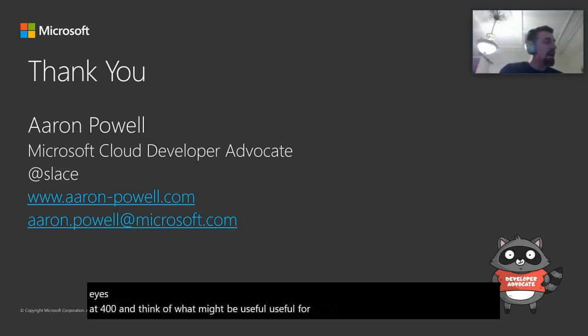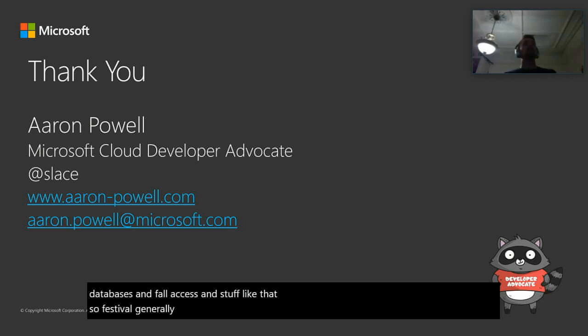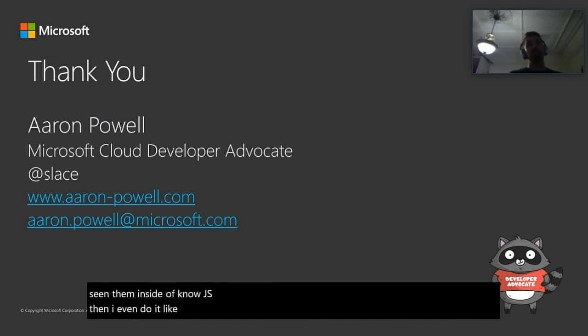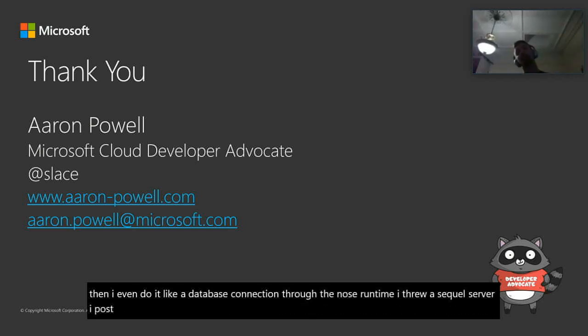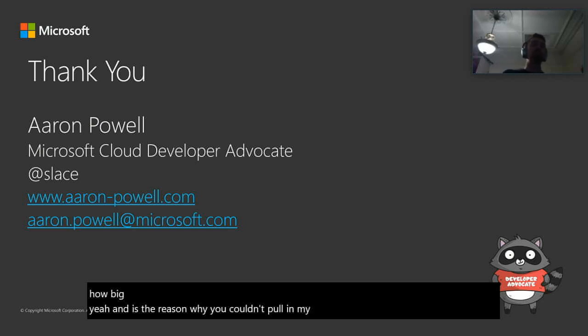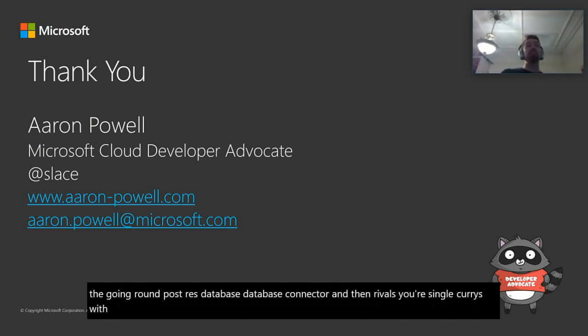There was another question I saw around databases and file access and stuff like that. First off, it's going to really depend on where you're hosting your WebAssembly instances. If you're hosting them inside of Node.js, then you can do a database connection through the Node runtime, like through SQL Server or Postgres or Mongo or whatever it might be. And there's no reason why you couldn't pull in the Golang Postgres database connector and then write all of your SQL queries inside of Golang and then just expose the results back out of a WebAssembly binary.